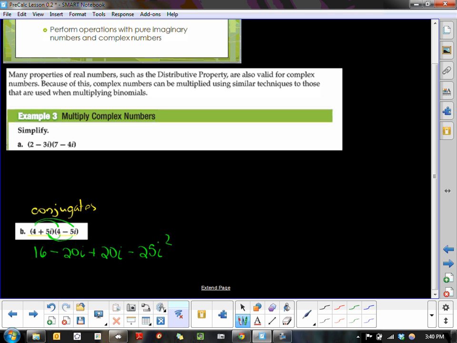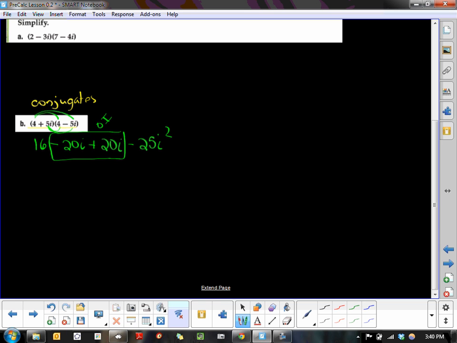25i squared. Now, every time you multiply conjugates together, these middle terms are going to cancel. I call them the o's, the outer and the inner. The o's will simplify to an equivalent of 0, so it's going to be 16 minus 25i squared, and i squared is a negative 1, so it's really just 16 plus 25, which is a value of 41 plus 0i.